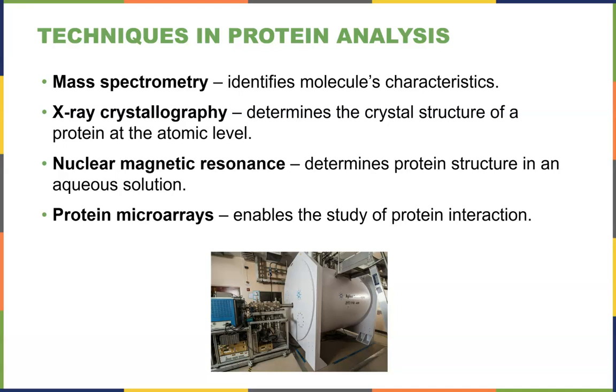Protein analysis, there's some different ways that we can analyze. Mass spectrometry is the major overall one. It identifies molecules' characteristics. X-ray crystallography determines the crystal structure of a protein, so what it looks like at the atomic level. Nuclear magnetic resonance determines protein structure, and protein microarrays enables the study of protein interaction. So that one's a little bit more useful on the how do they work type of level.